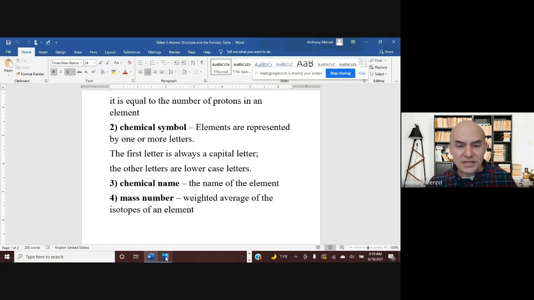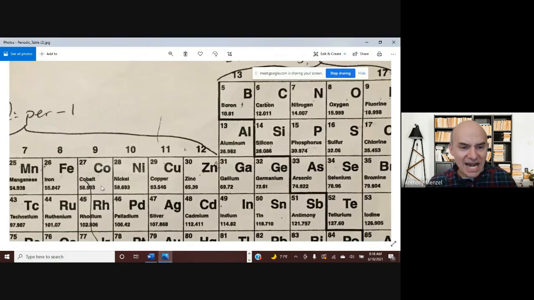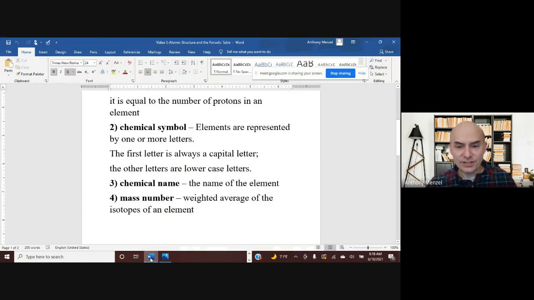The last piece of information we have on our periodic table is the mass number. So if you look here, this number that has a decimal, okay, it's not a whole number, it's a decimal number. And the reason why it's a decimal number is that it's a weighted average. We talked about isotopes in the last video. Isotopes are different versions of an element. And what's different about those different versions of the element is that they have different numbers of neutrons, and that means they have different masses.